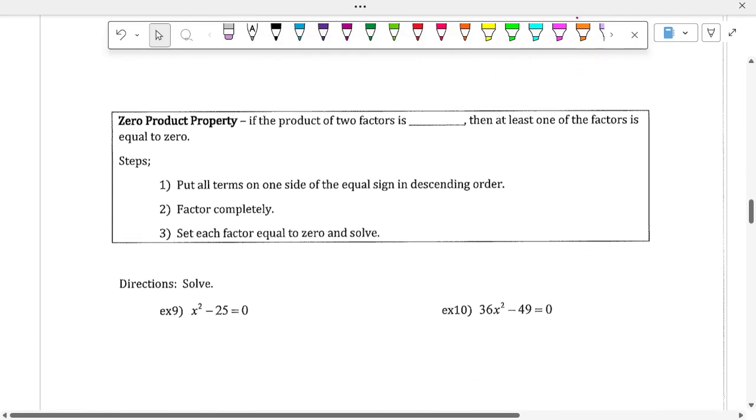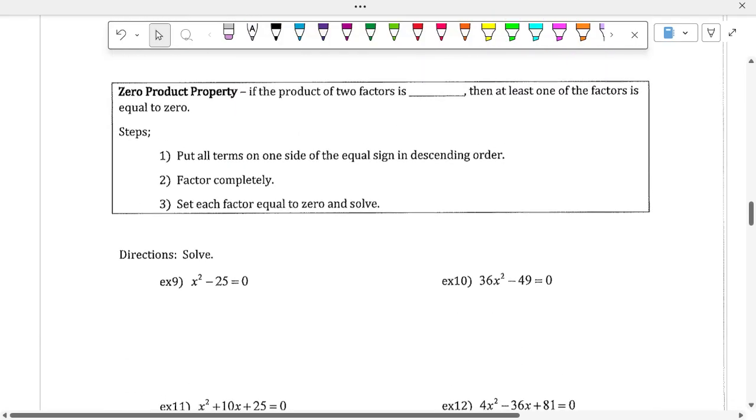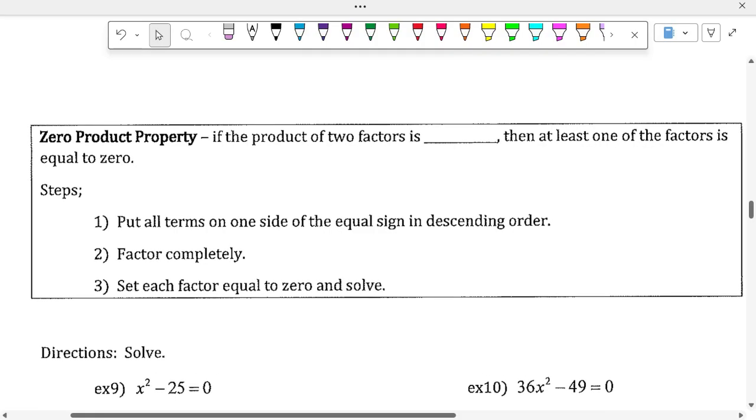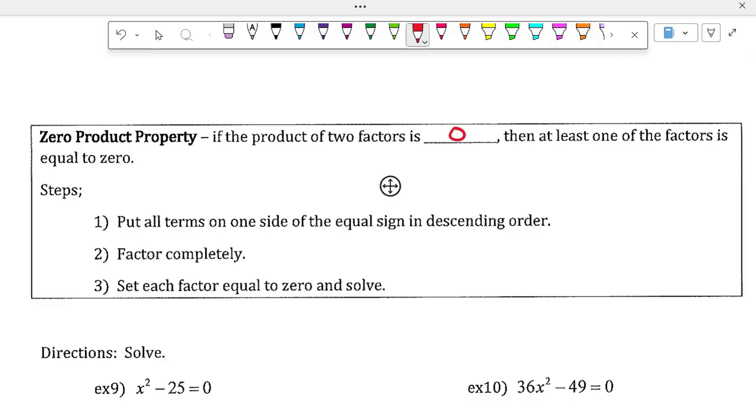All right, now, the zero product property, once again, this is for solving. It's if the product of two factors is 0, then at least one of the factors is equal to 0. So, in other words, you make sure that you have all the terms on one side of the equal sign. So you need to get ax squared plus bx plus c equal to 0. And remember, if you're missing a bx term, that's okay, as long as it looks something like this. You set it equal to 0, you factor it, and then you set all your factors equal to 0 and solve.